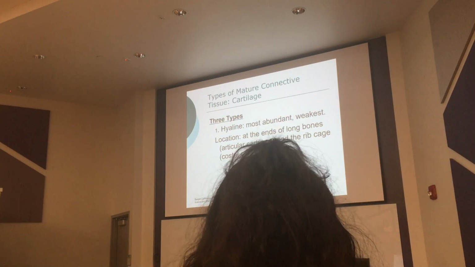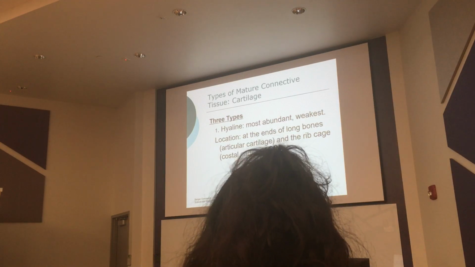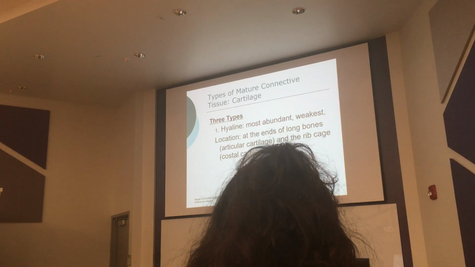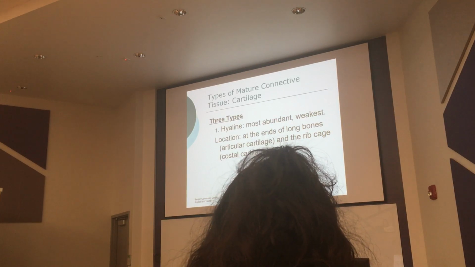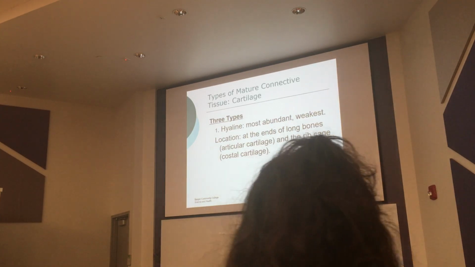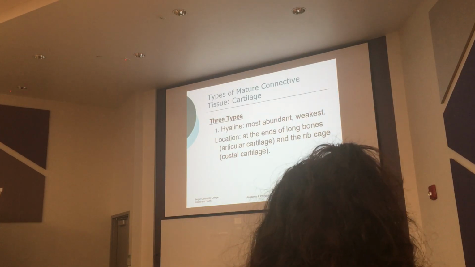Now we're going to do the different types of cartilage. Cartilage is a type of connective tissue. So the different types of cartilage are going to have different fibers and different matrix from each other. So hyaline cartilage, this is important. Hyaline cartilage is the most abundant, but it's the weakest. It's in two places.